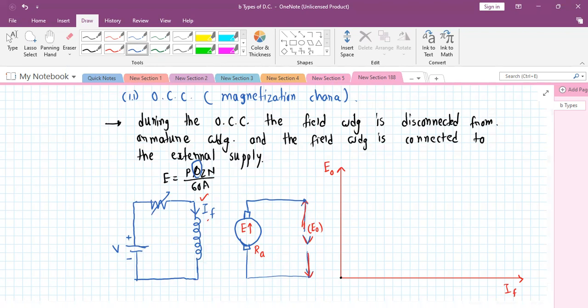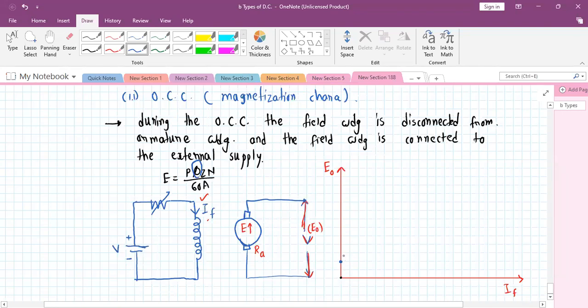The DC shunt machine. Already I told you, in a DC shunt machine the poles have some residual magnetism. No doubt very little flux is there, but still the flux is there. So even though you are not giving any field current, some flux is there. So the field current is zero, but some EMF will be produced. So your characteristics will start from some point like this.